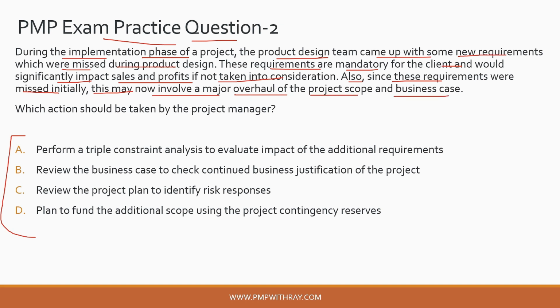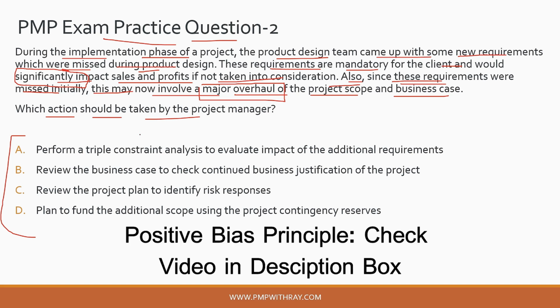So the three things to note here are: a significant potential impact on the sales and profits, it might involve a major overhaul of the project scope, and also of the business case in the end. Which action should be taken by the project manager? So let's start evaluating the options, keeping the positive bias principle in mind.